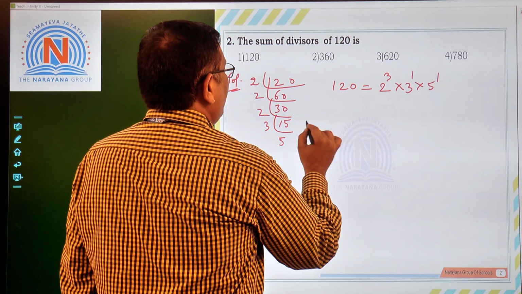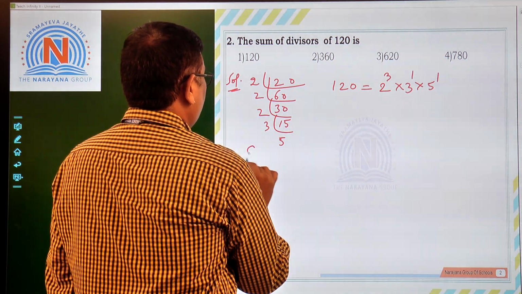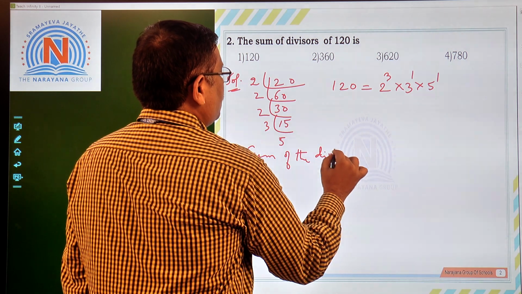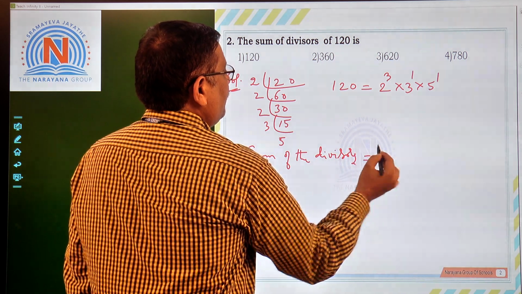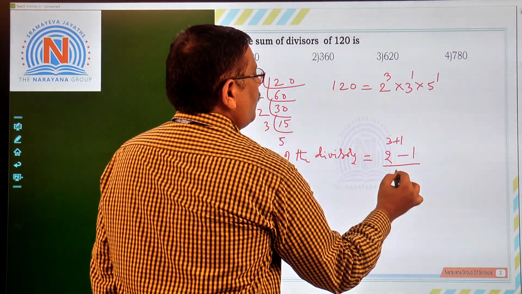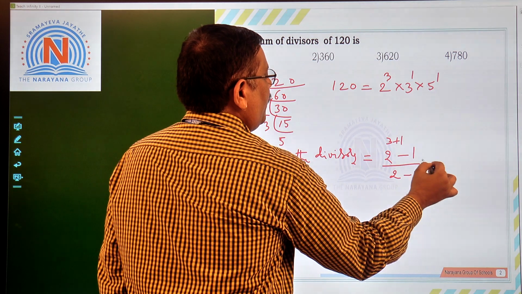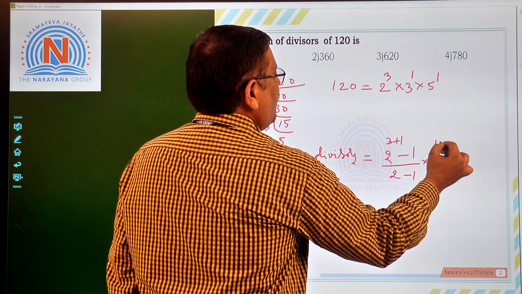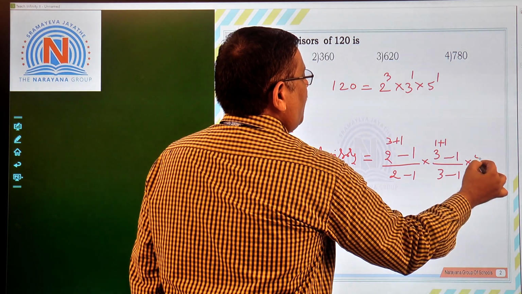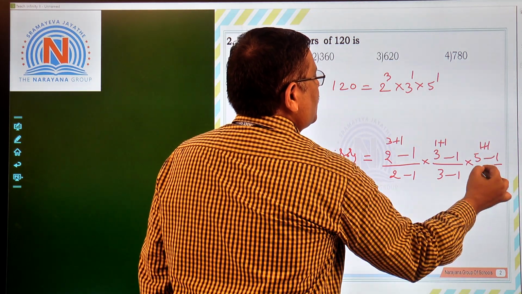Now he is asking us to find the sum of the factors, the sum of the divisors or factors, that is given by (2 to the power of 3 plus 1 minus 1) by (2 minus 1), into (3 power 1 plus 1 minus 1) by (3 minus 1), into (5 power 1 plus 1 minus 1) by (5 minus 1).